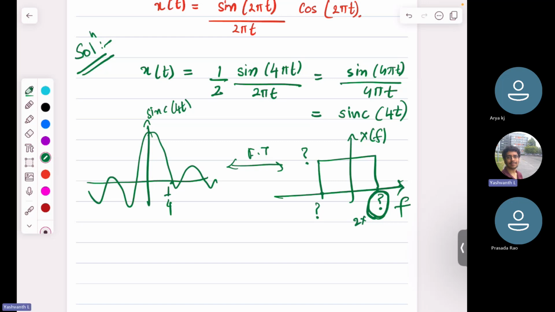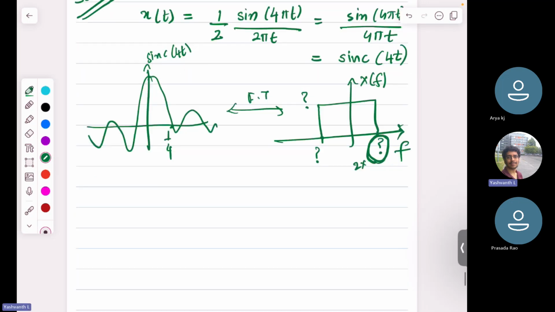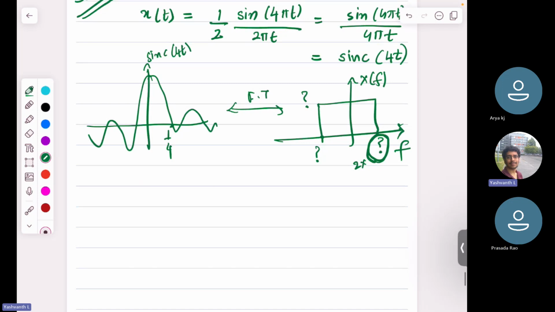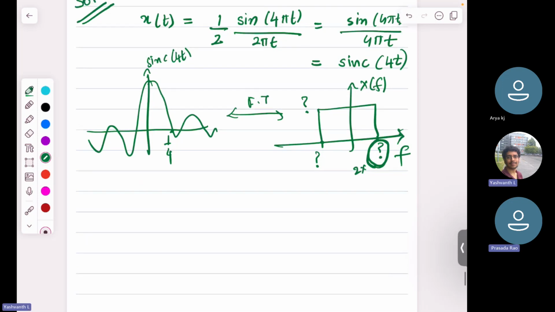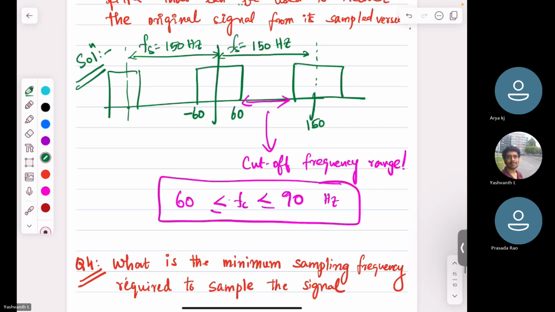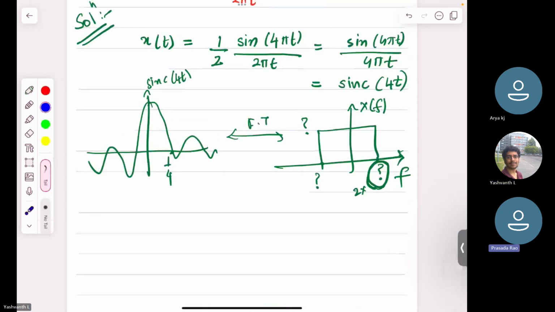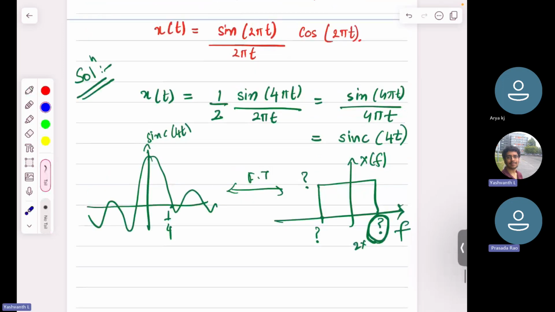Now I'm going to give you a small shortcut, which is not there in many books or references. Please explain this last sentence, sir. After sinc of 4t, up to that point is okay? After that, correct. So now, what is the question?